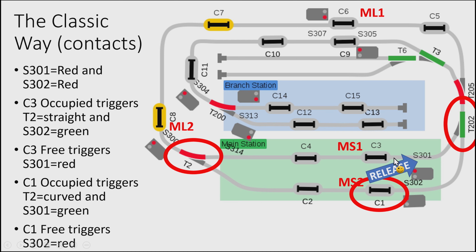So that means the train on MS1 will go all the way around and then come back on this platform. And of course, you need to remember to set triggers also on the signals, such that when, for example, CS3 becomes free, then the signal S301 would actually be red, such that the next time the train comes around, it will actually wait for the red signal.